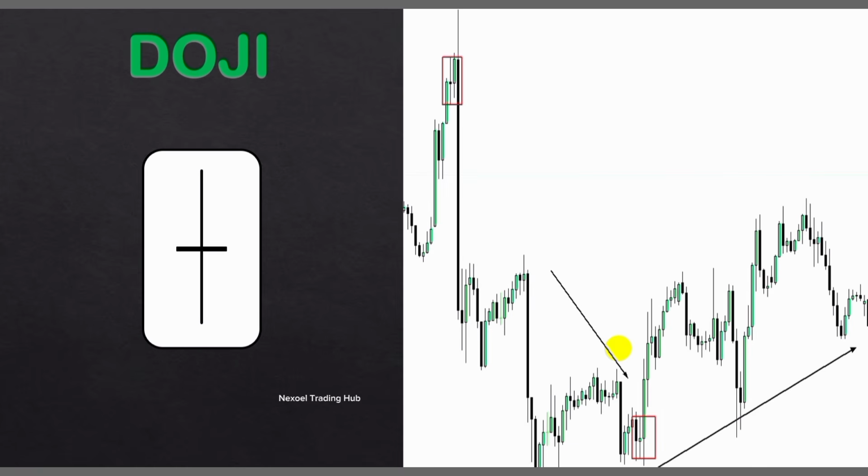But you have to actually wait for the formation of the next candlestick to establish more confidence. But then if you're sure of the level at which the doji candlestick was created, then you can execute your reversal market condition that you're anticipating.